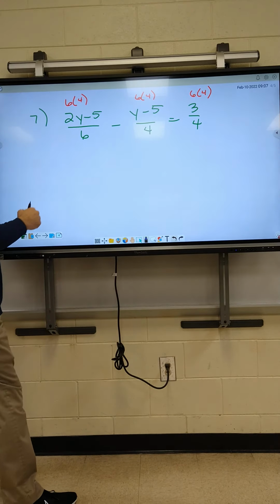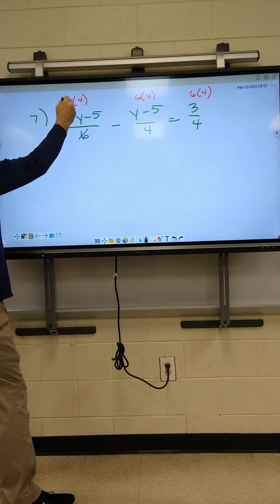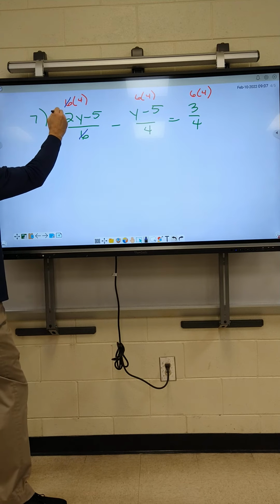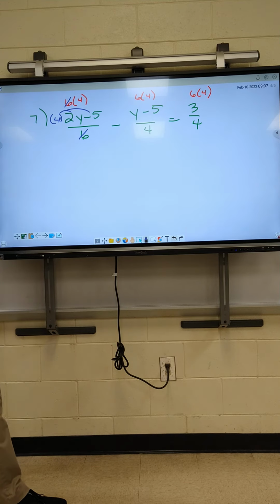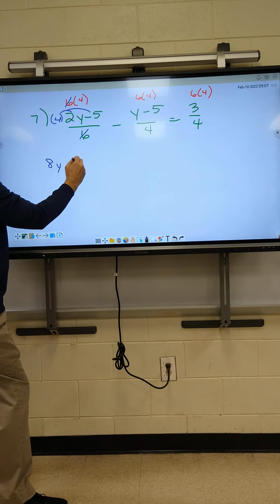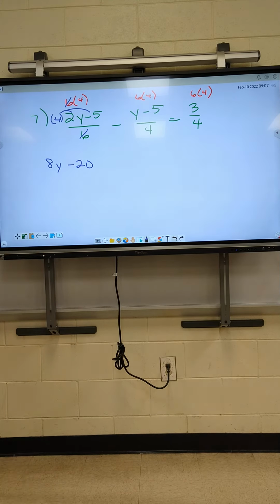All right, so here's how you cross out. This 6 cancels out that 6, right? I got 4 left over up there, right? Put your 4 in front right here and distribute before you bring down. So 2 times 4 is 8y, 4 times 5 is minus 20. Everybody good on that first fraction?